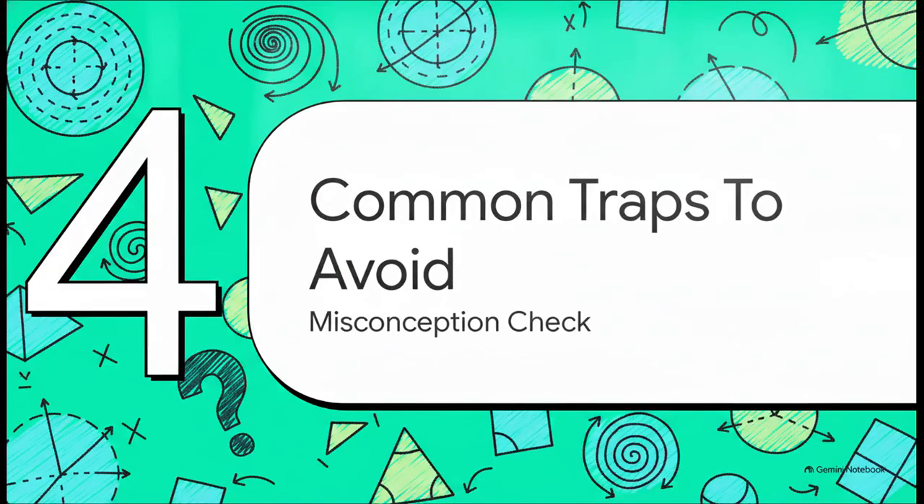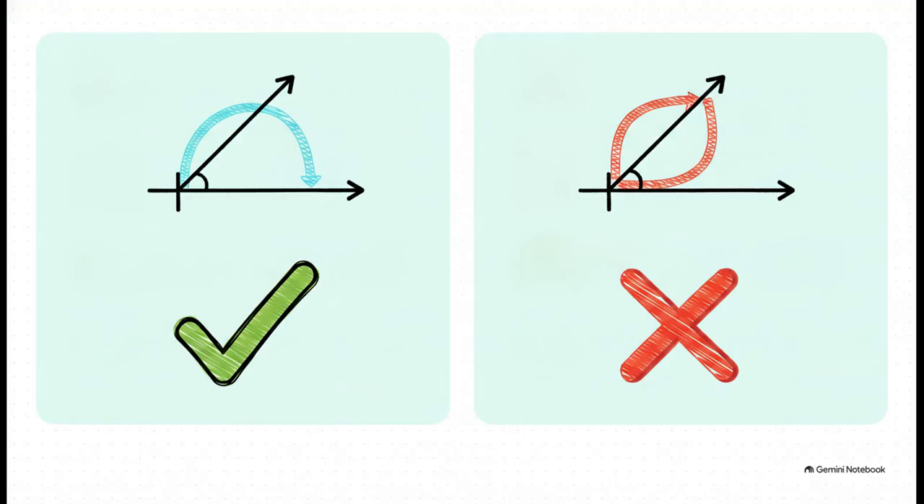Moving on to Section 4. Avoid these common traps. Misconception check. Before you go trying this on your own, we really need to talk about some of the biggest pitfalls geometry students fall into when they're doing this for the very first time. Honestly, the absolute biggest mistake you can make is measuring your reference angle to the y-axis.